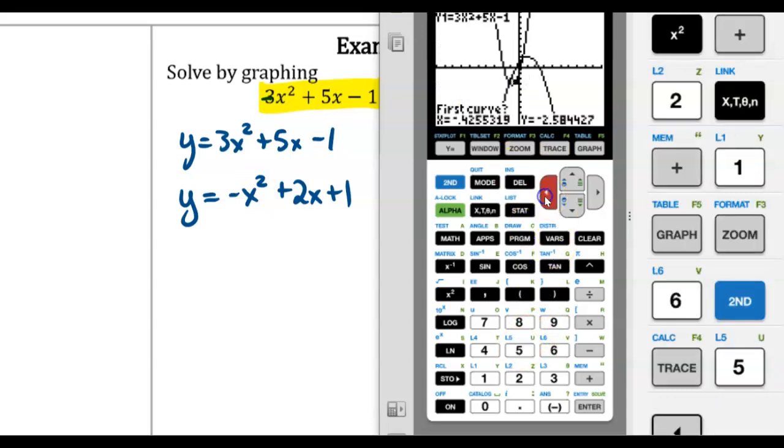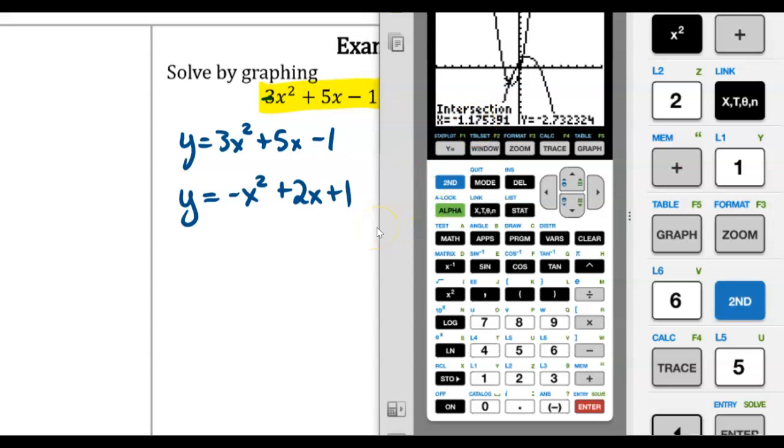And I'm going to scoot closer to the intersection I want. So I'm going to do the one on the left. I do first curve, hit enter, second curve, hit enter, guess, hit enter. And it says it's at negative 1.18, and y is negative 2.73. I only need the x in this case. I'll show you why. Let's write it down.